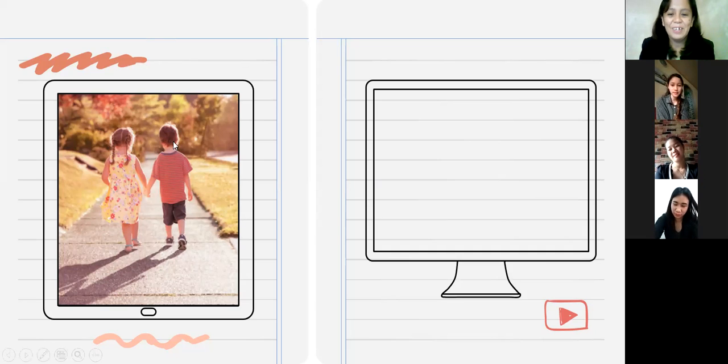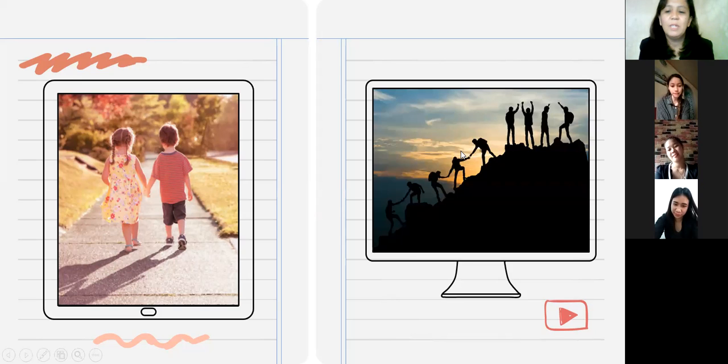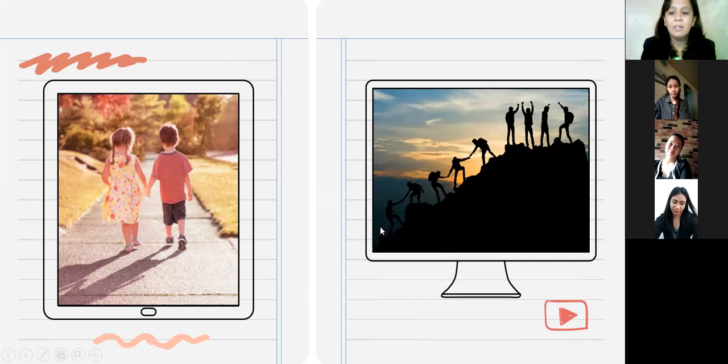That's correct. Okay, let's proceed to the last picture. So this is something like a group of friends climbing up the mountain. Some are already at the top, and some are still struggling to get to the top. Okay, Jeline, can you form a declarative sentence for that picture? They're hiking in the mountain. All right, that's correct.